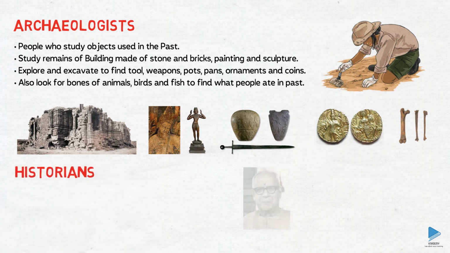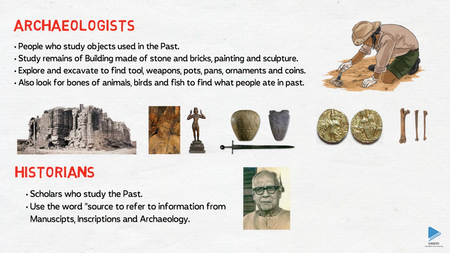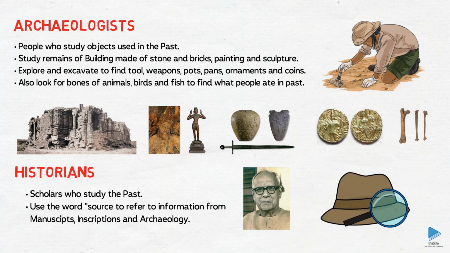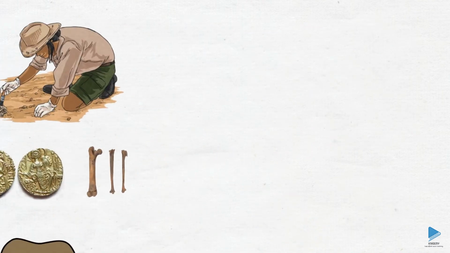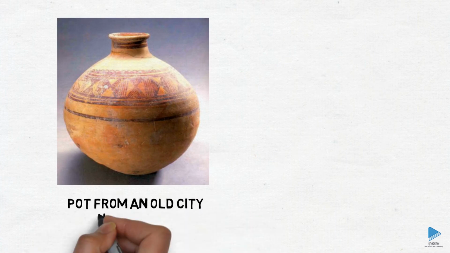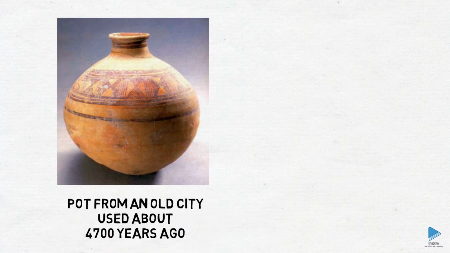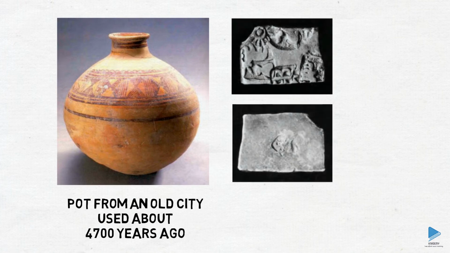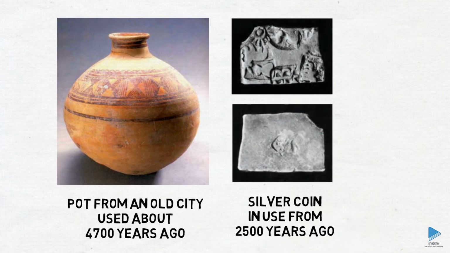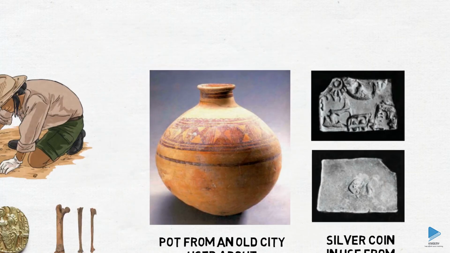Historians are the scholars who study the past. They often use the word source to refer to the information found from manuscripts, inscriptions, and archaeology. Historians and archaeologists, in a way, are like detectives who use all these sources like clues to find out about our past. This is a pot from an old city. Pots like these were used about 4700 years ago. On the right, these are old silver coins. Coins such as this one were in use from about 2500 years ago.